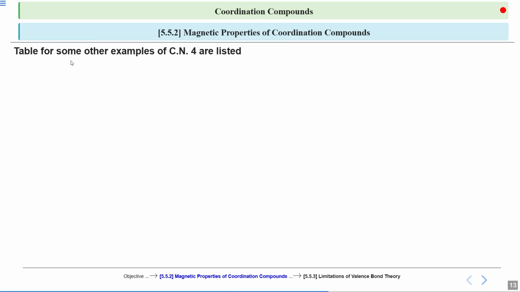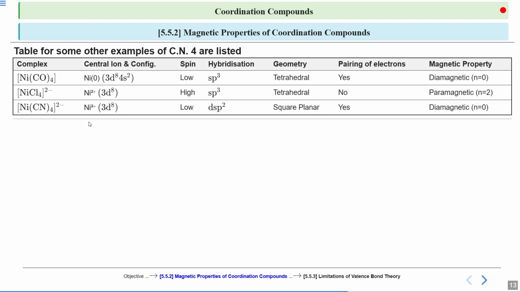Let's see the table where some other examples of coordination number 4 are listed. This table shows 3 complexes, their central ion configuration, their spin, their hybridization corresponding to the geometry, the pairing of electrons present in them, and the diamagnetic property they are exhibiting.